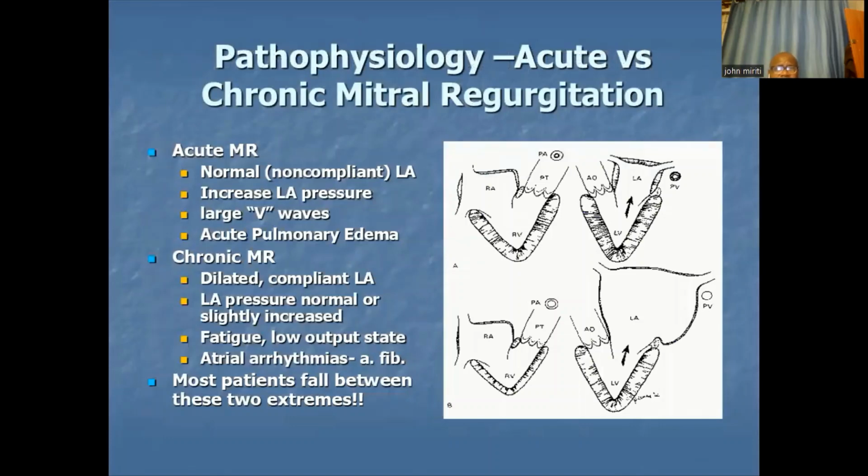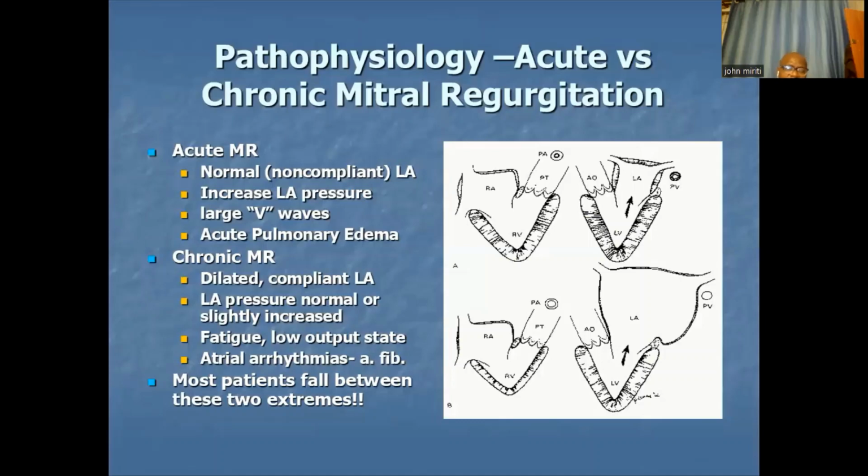The pathophysiology of acute versus chronic mitral regurgitation: in acute mitral regurgitation, there is a normal non-compliant left atrium, increased left atrial pressure, and large V waves. There is acute pulmonary edema because of backward overload. That is what we call preload. A high preload means the pulmonary circulation is affected, resulting in pulmonary edema. The patient starts manifesting with dyspnea.